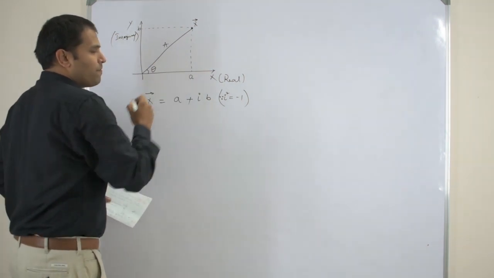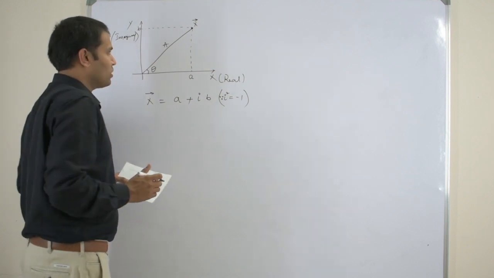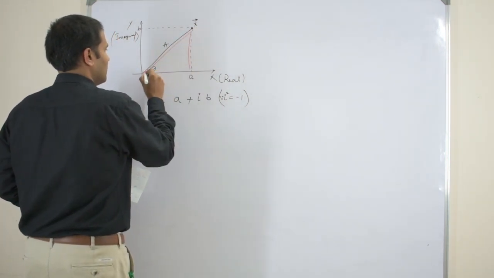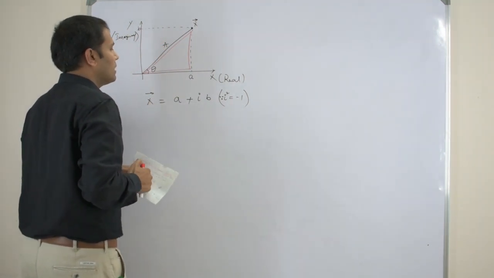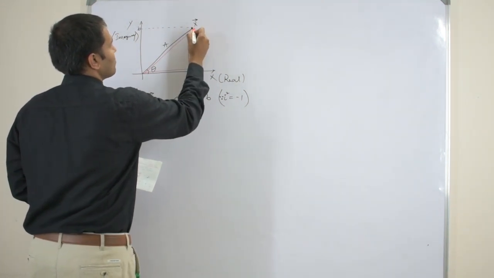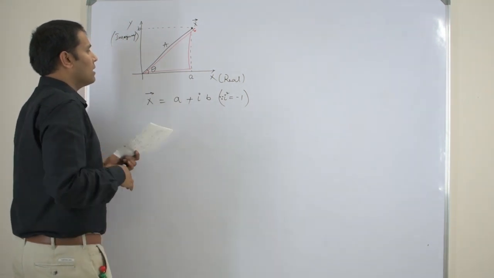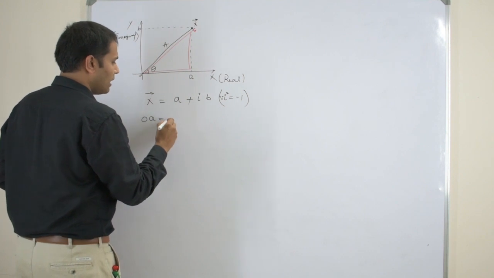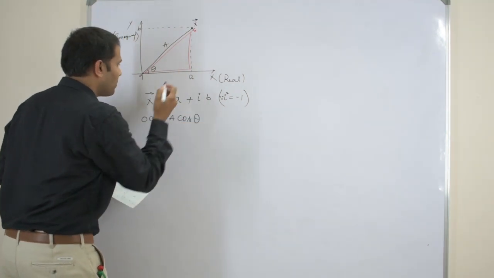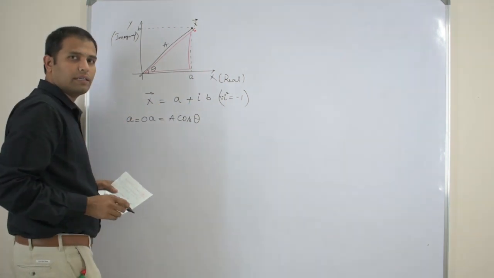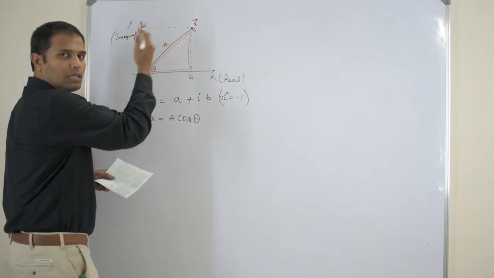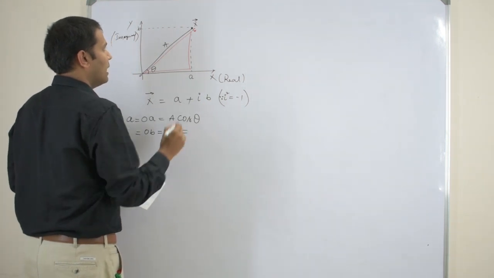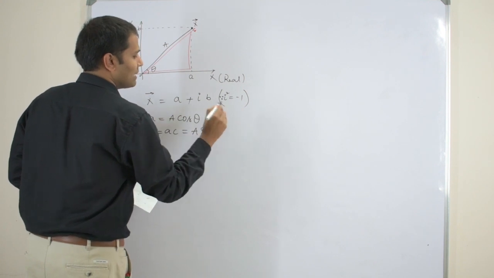From simple trigonometric formulas, I'll apply them here. Consider this right angle triangle, and let's consider this point as point C. Now, what is OA? Can I write it as A cos theta? I'll represent OA as small a. Now, come to OB or AC, both are the same, right? OB or AC can be written as A sin theta.